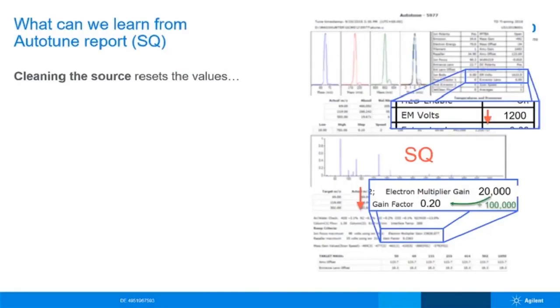So let's go back to that tune report. We cleaned our source, we put it back in, we let it pump down, and now we're coming back and retuning it. So as we look at this new tune, the EM volts have dropped back to about 1200, which is a good number, and the tune gain factor is back to normal range of about 0.2. A good or normal gain factor usually sits about 0.2 to 0.4 for a single quad mass spec system. So our system's all clean and we're ready to go.